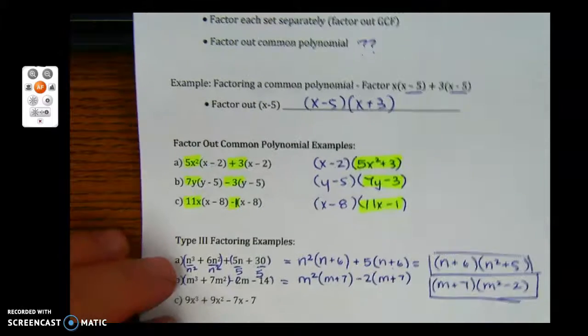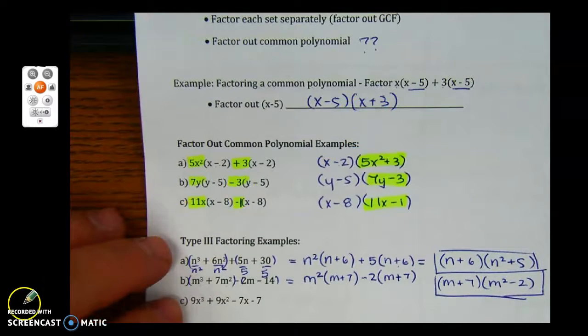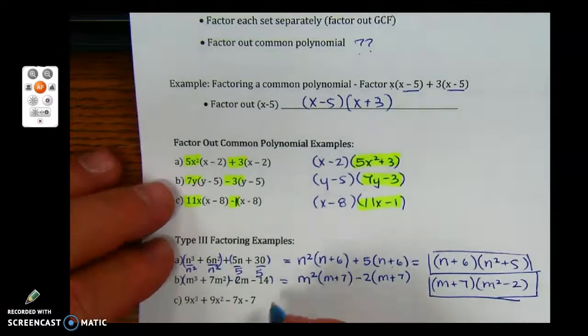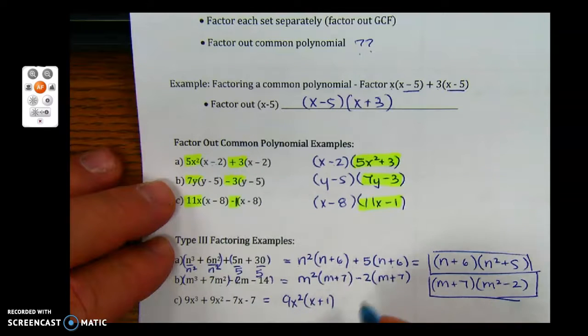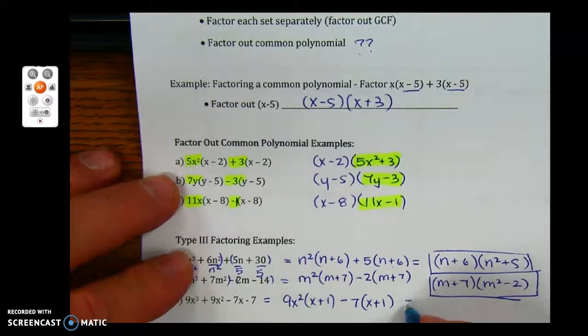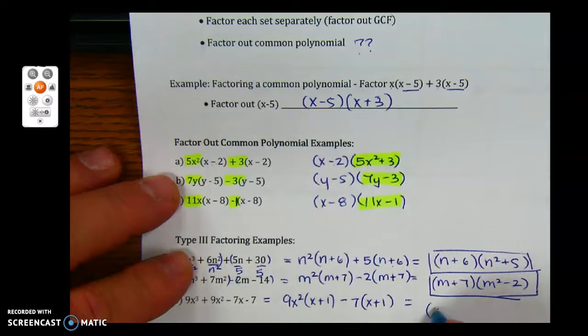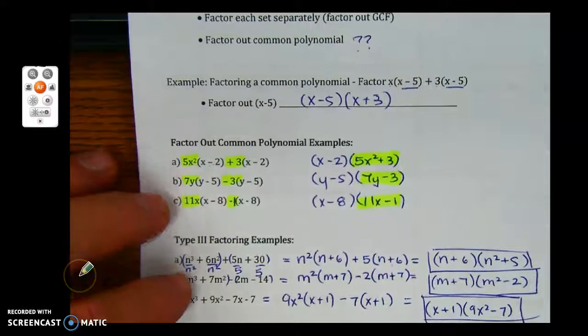Try that last one on your own. I'll pause it. Actually, you pause it. I'm going to keep working. Pause it, work it out, then check your answer. All right, there you go.